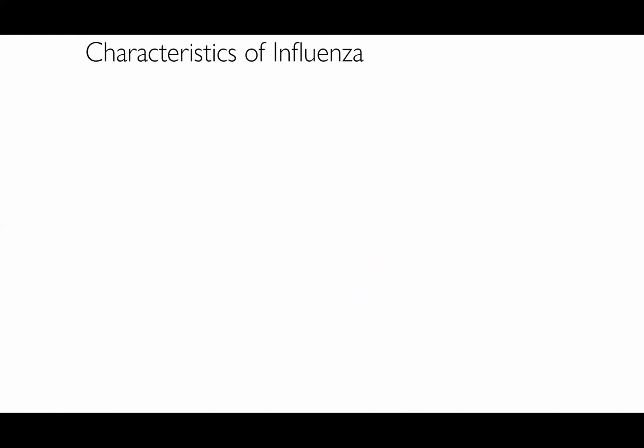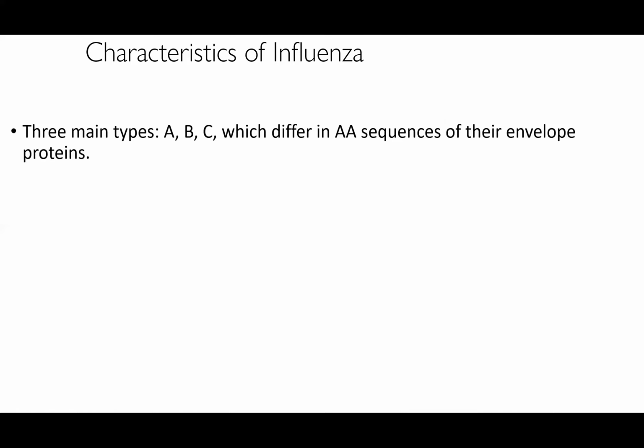And so we've been talking about influenza a bit. There are three main types of influenza, A, B, and C, which differ in the amino acid sequences of their envelope proteins. The influenza typically causes several million cases a year across the US, and it's estimated to cause typically about 20,000 deaths a year, but it does vary pretty variably from year to year. So this particular year was a pretty bad year. The previous year was not so bad.